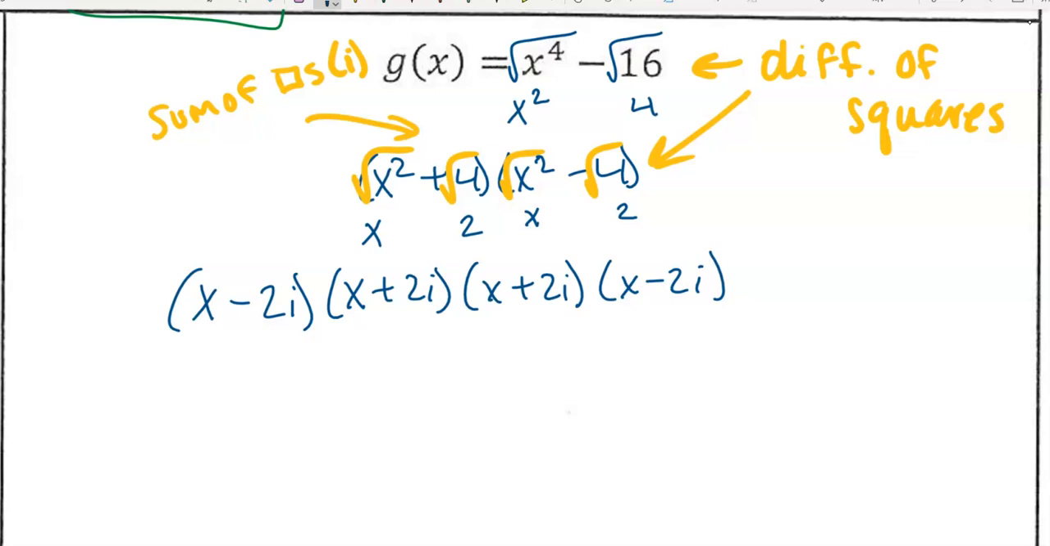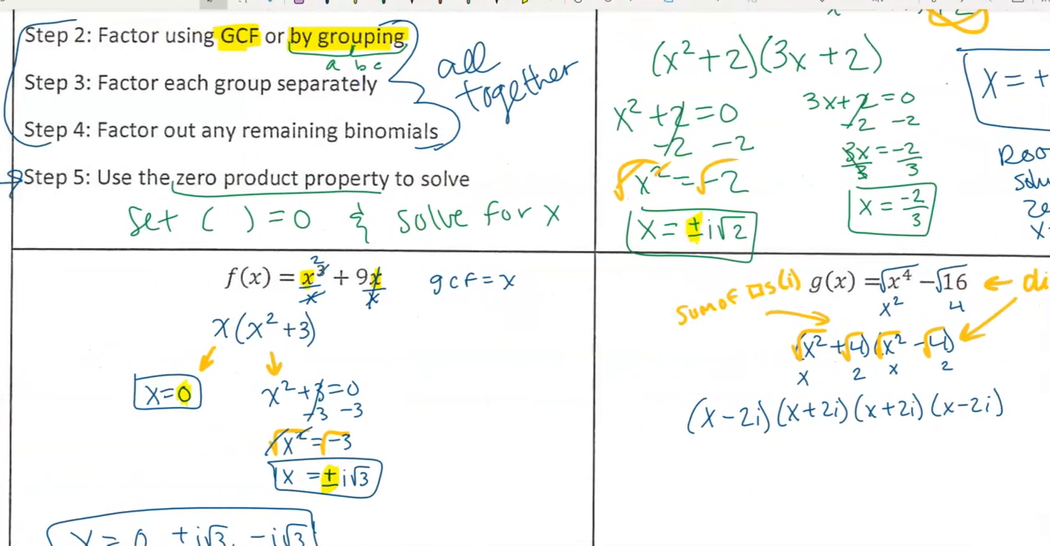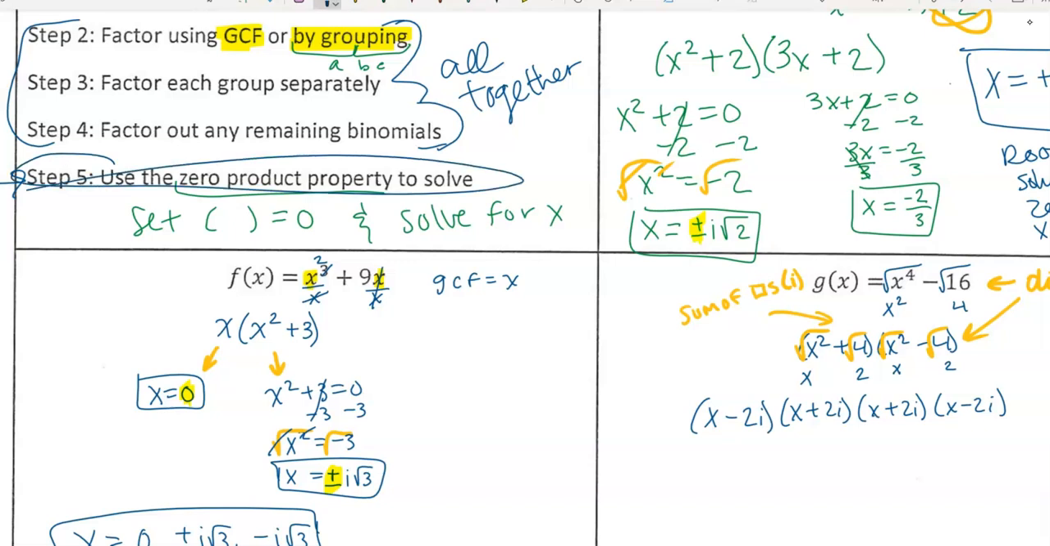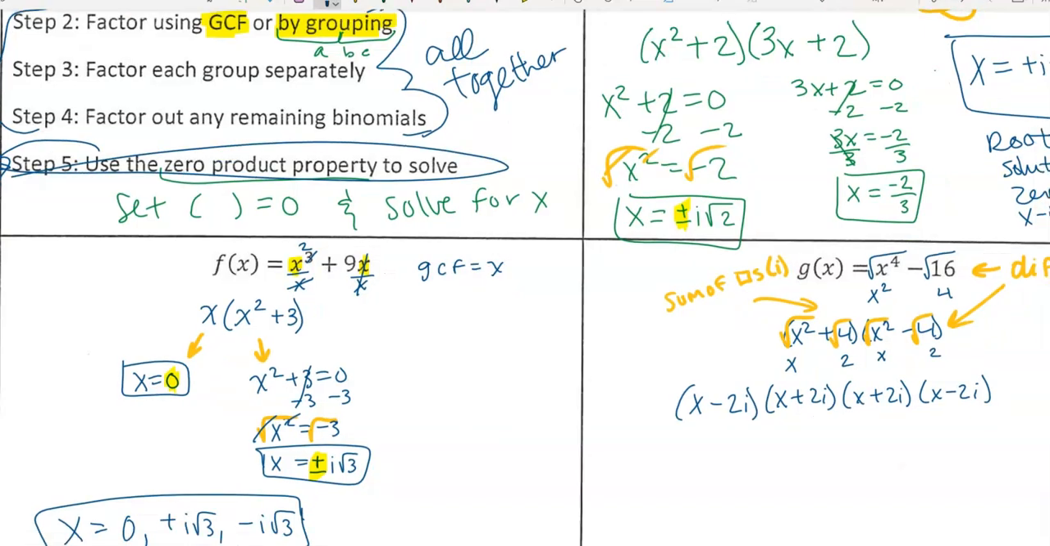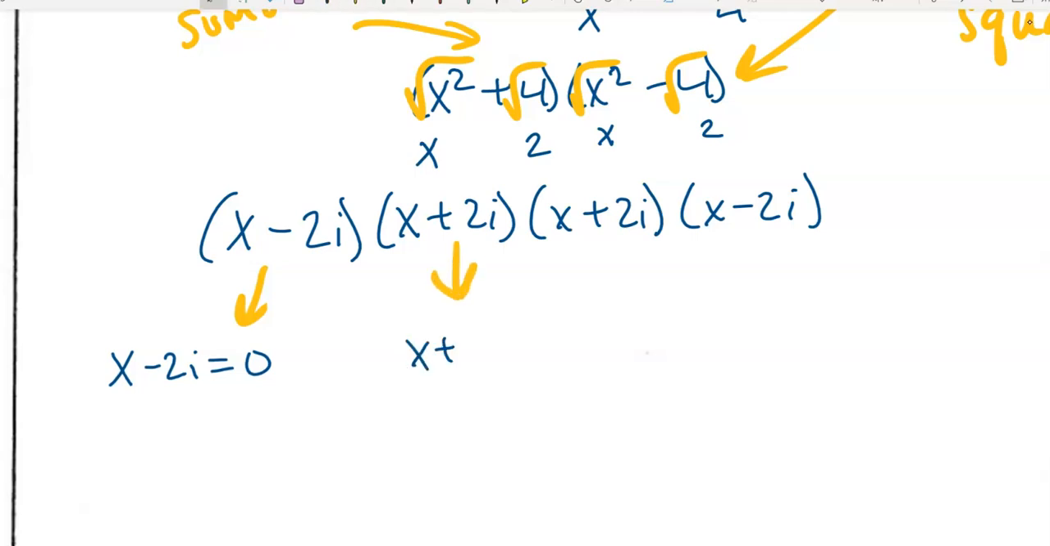All right, now we're done factoring here. We can't go any further. Our next step is to use the zero product property and solve, which means set all the factors equal to 0. So we're going to say this is now x minus 2i equals 0. This is now x plus 2i equals 0. Go ahead and continue with the others as well.